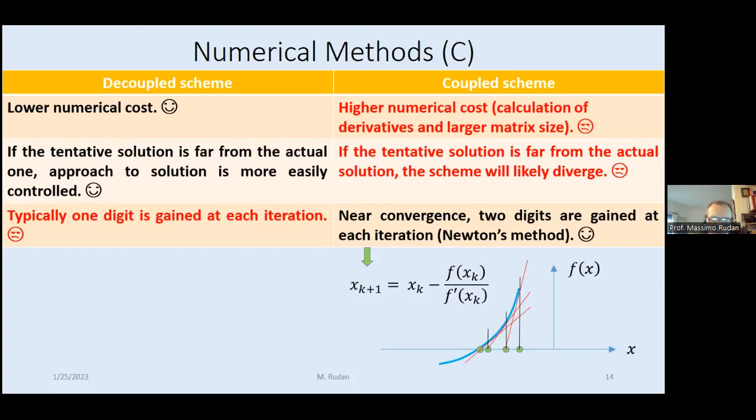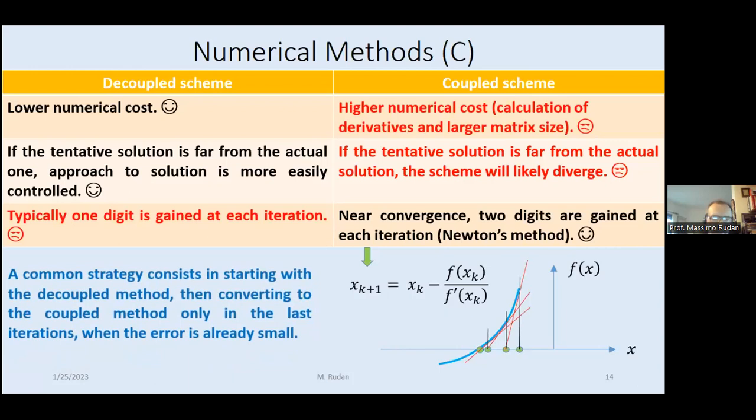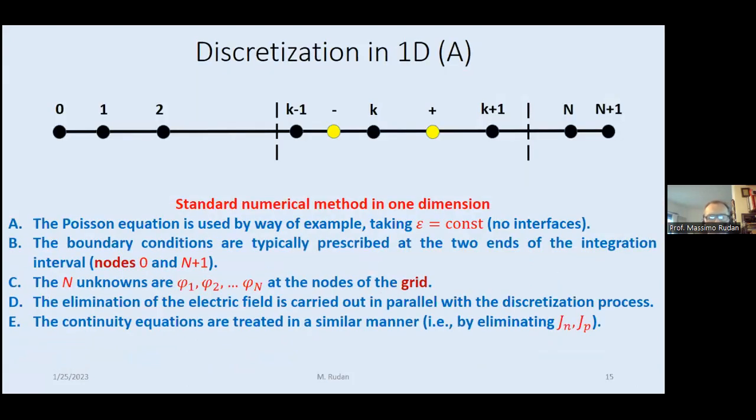In essence, what people do is start with the decoupled method, which is cheaper, to go as close as possible to the solution, and then convert to the coupled method in order to complete the procedure. An example in one dimension of the standard numerical method that is used for solving this equation is described here with a reference to the Poisson equation.